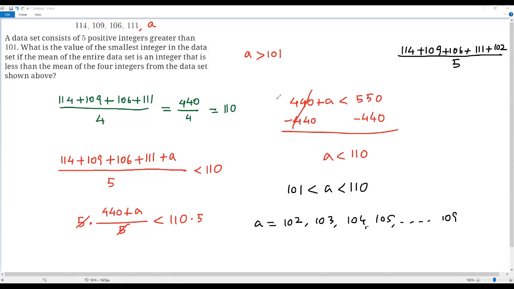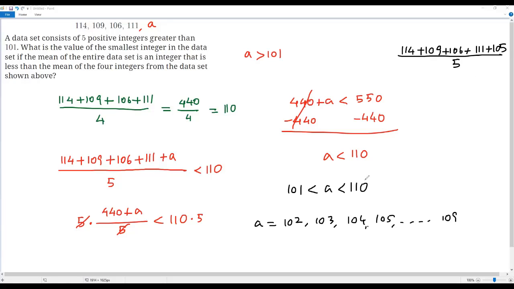So now we can try 103, the next integer value for A. Let me plug in 103 over here. We know that the addition of these four values, 440 plus 103, will be 543. So 543 is not divisible by 5. Only if it is divisible by 5 will we get the mean of the entire data set as an integer. Only if a number ends with 5 or 0, it will be divisible by 5. So even if I find the value of this one, it won't be an integer, it will be a decimal. So 103 will not work. And if I take 104 for A, that will also not work.